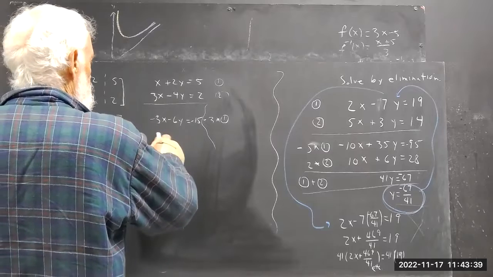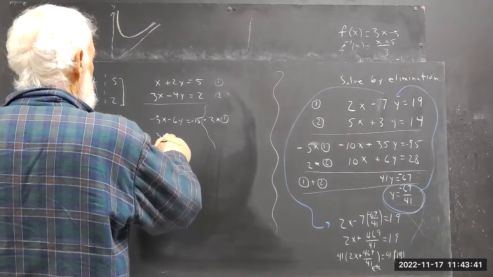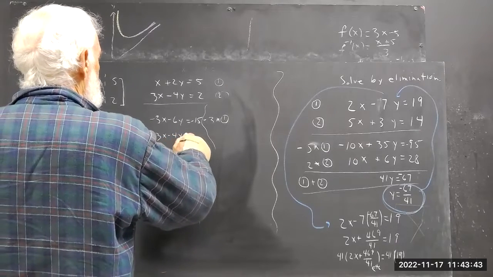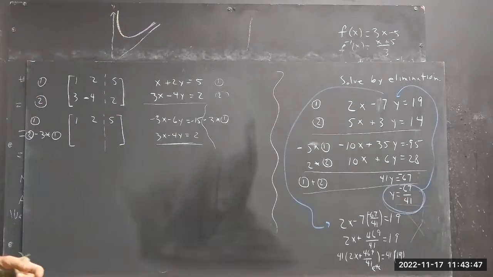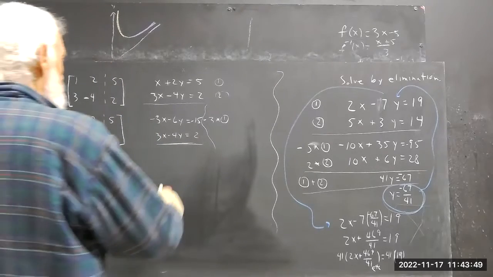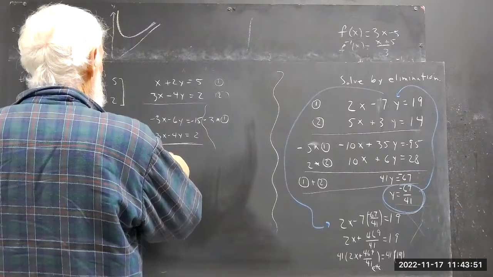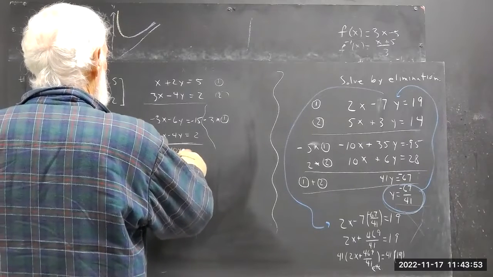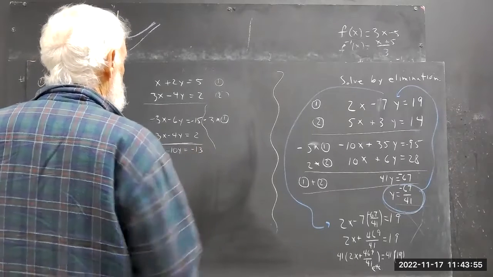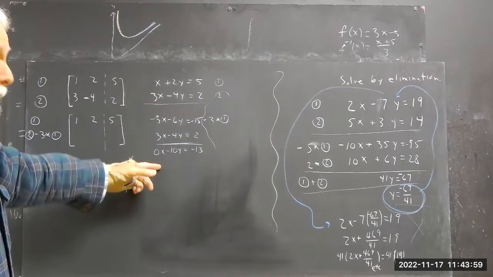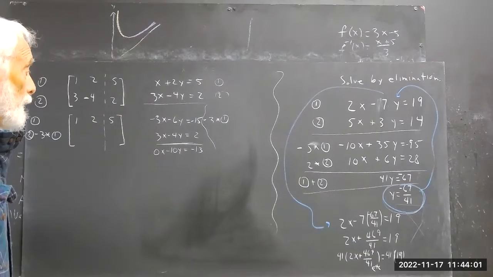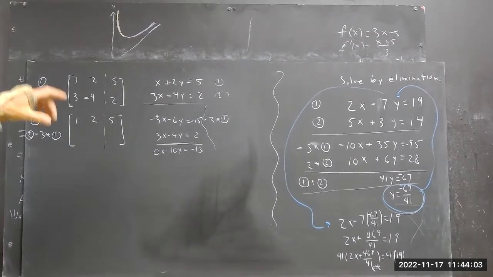And then if we had our second equation, it would be 3x minus 4y equals 2. And when I add these two, I get just plain old 0x minus 10y equals negative 13. Okay. I don't have to write all that out though, either in my head or physically.